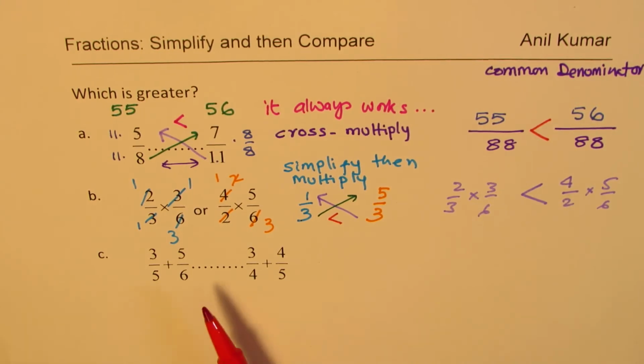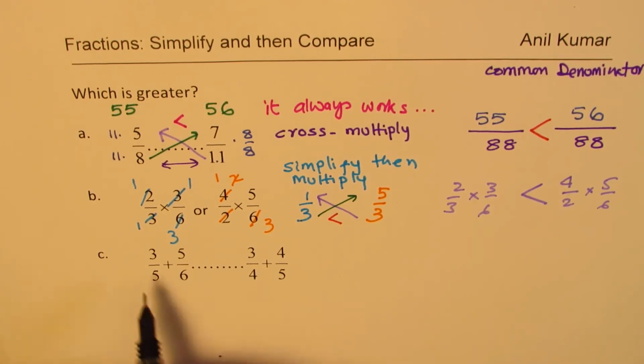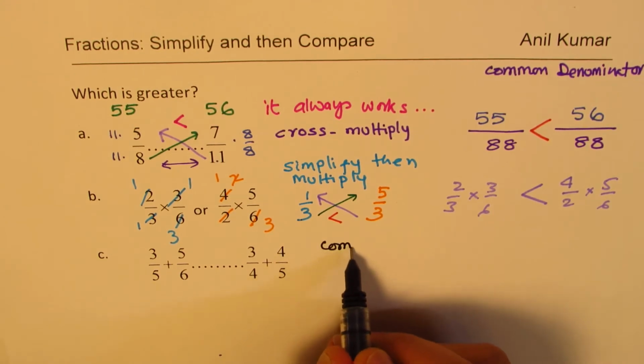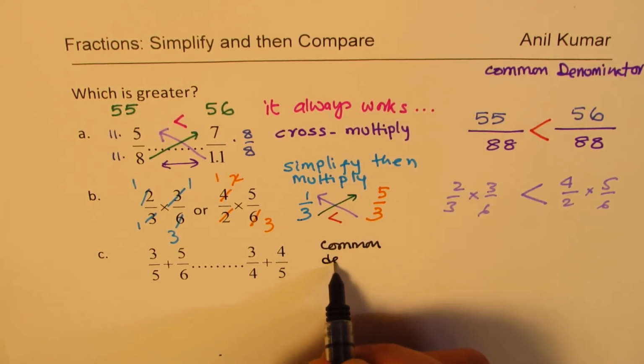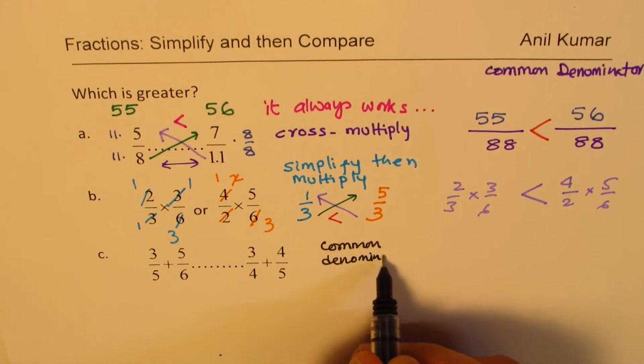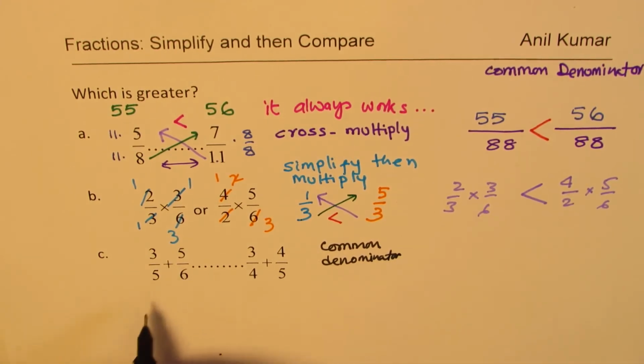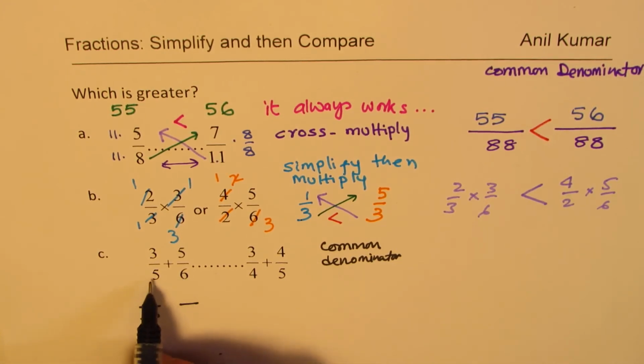Now, let's do addition. How do we add? Well, to add, we have to have a common denominator. So the first step here is to add, right? So how can I add? I have to have a common denominator, right? So 5 and 6, the common denominator is 30. Right? So we have 30 for the first one and 30 for the other one.